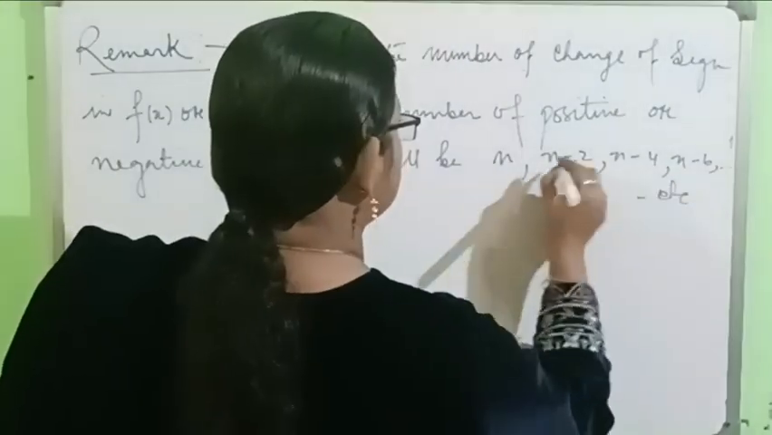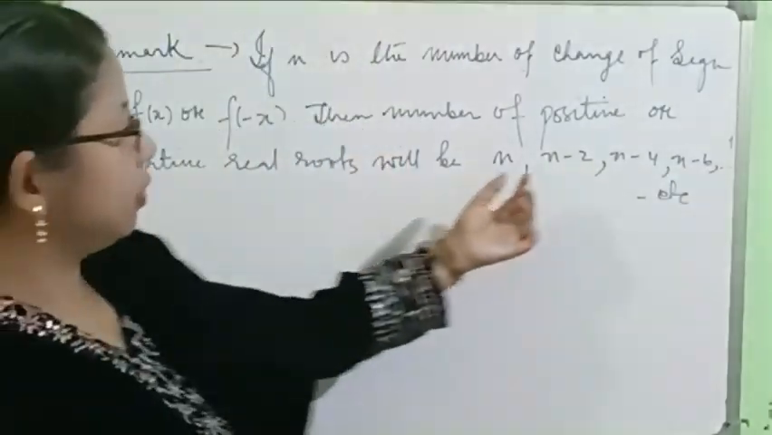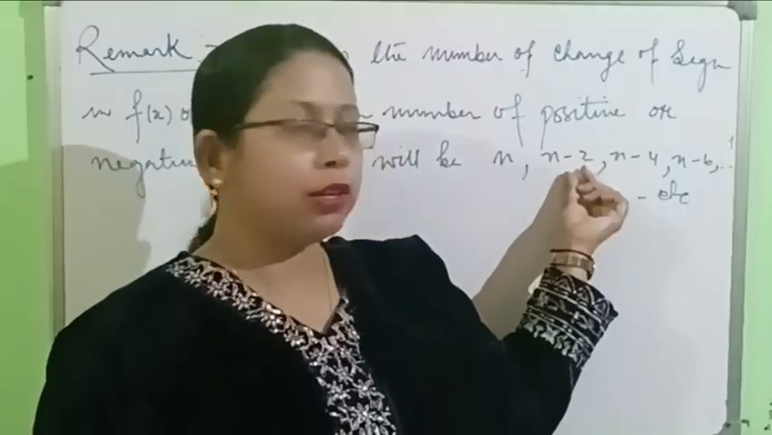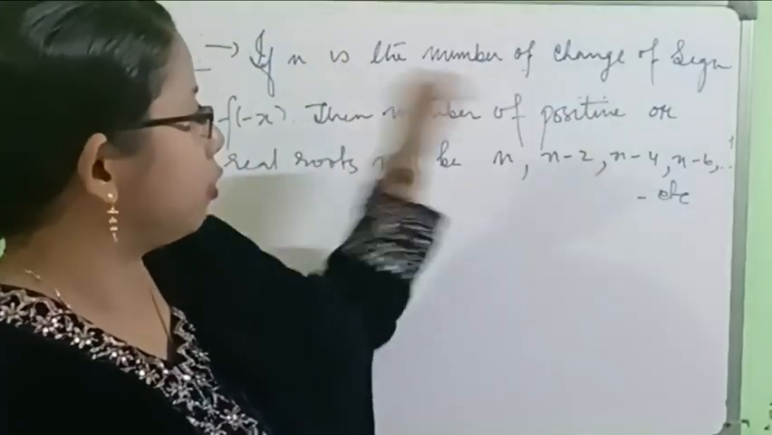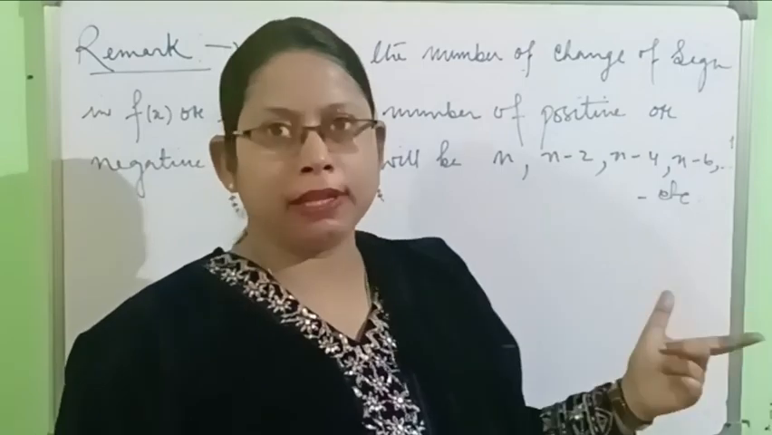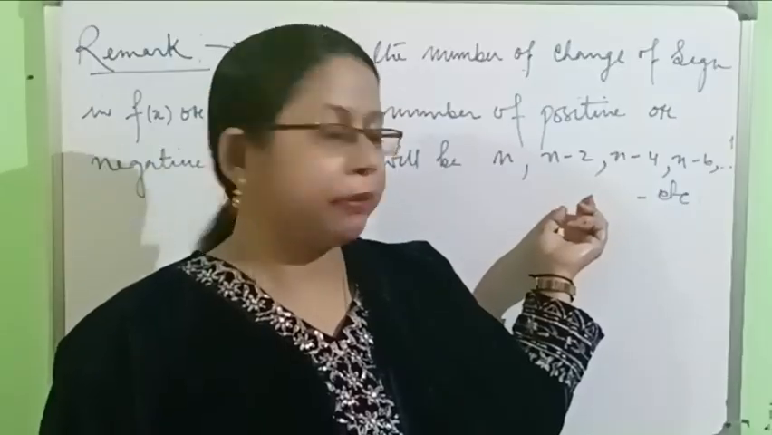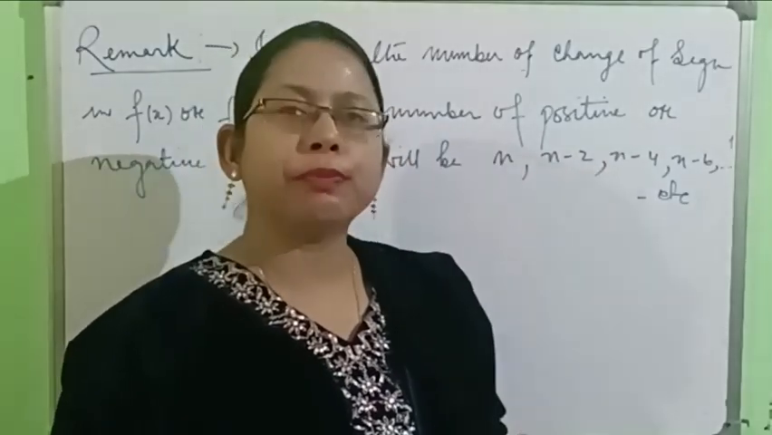Here it decreases by 2 because when a root is neither positive nor negative, that means it is a complex root, and we know that complex roots occur in pairs, so it decreases by 2.